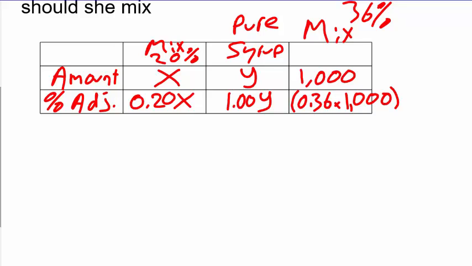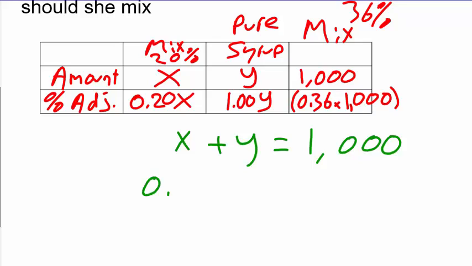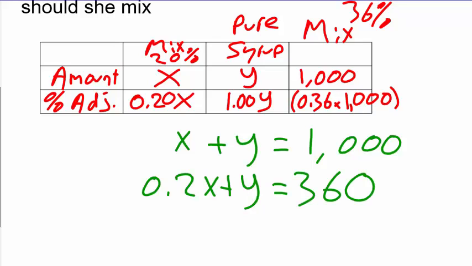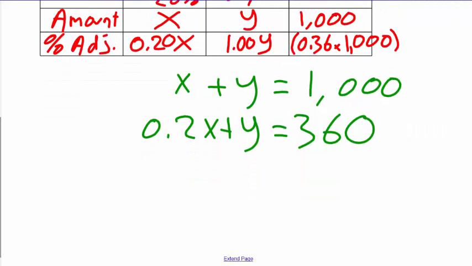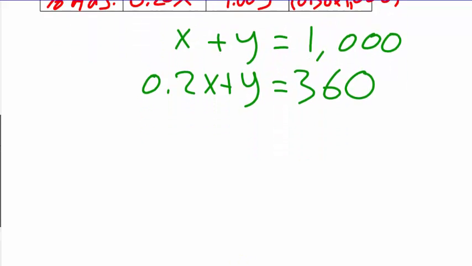So first equation is x plus y should be equal to 1000. And next we have 0.2x plus 1y, so I'm just going to say y, equals 360. Now, once you have the equations, from now on you should know how to do it, so you can simply just pause the video and continue your work. If you want to finish the video, this is how we're gonna solve the question.